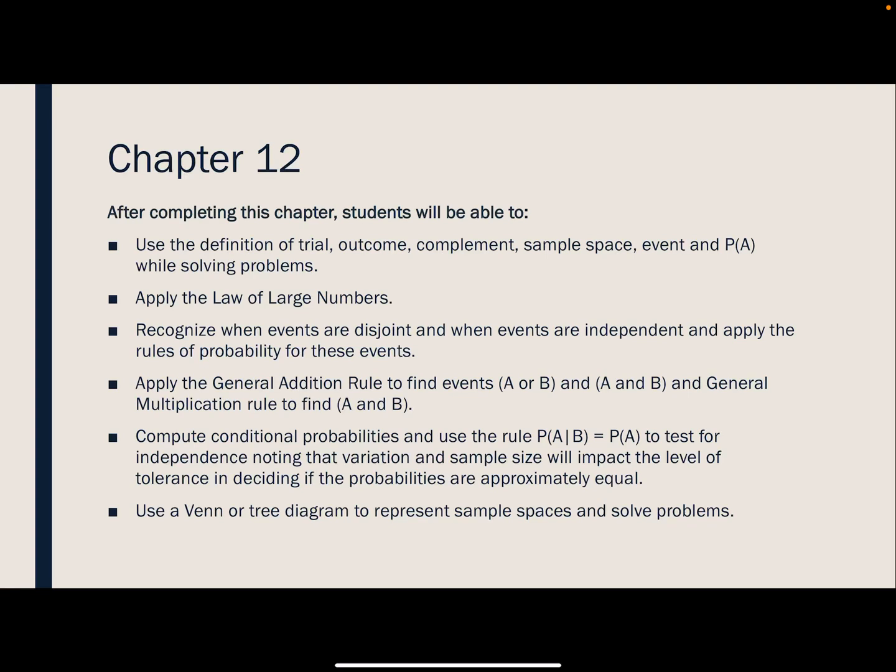Hi everyone. In these videos we're going to be talking about Chapter 12. And as most of you know, Chapter 12 is a really long chapter. I think I might have 4 or 5 videos that go along with this chapter.